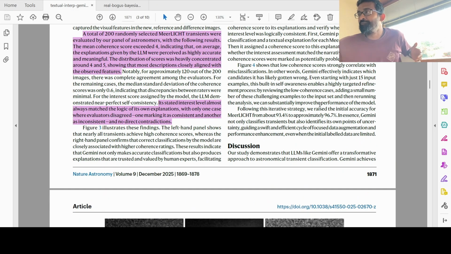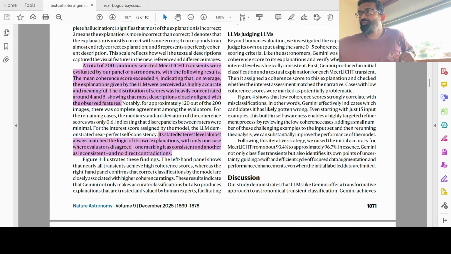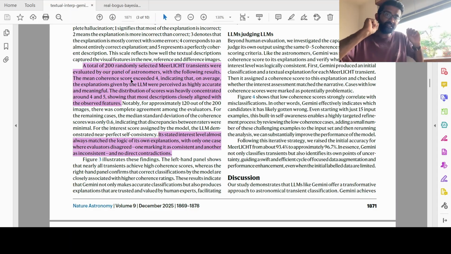That is amazing. Now, the results that they show is that a total of 200 randomly selected Mirlicht transients were evaluated by this panel of human astronomers with the following results. So, they set up a scale from 0 to 5 for this textual explanation from Gemini.